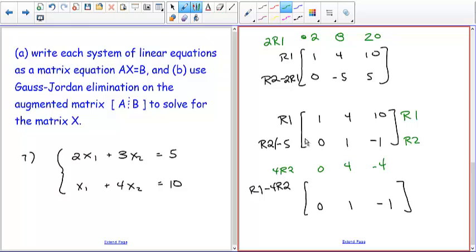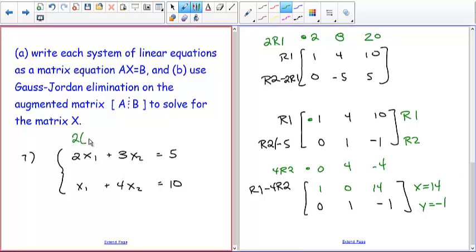And then I'm going to take row 1 and subtract 4 times row 2. So I get 1 minus 0 is 1. 4 minus 4 is 0. 10 minus the negative 4 is 14. So what that says is x equals 14 and y equals negative 1. Let's just double check that. So you get 2 times 14. Uh-oh, did something wrong here. So what did that do?